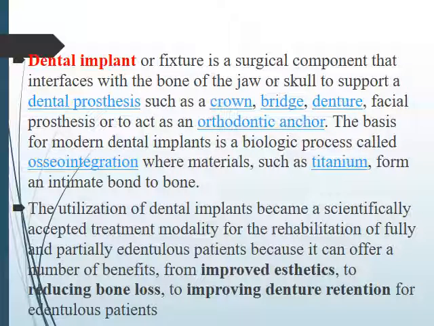A dental implant or fixture is a surgical component that interfaces with the bone of the jaw or skull to support a dental prosthesis such as a crown, bridge, denture, facial prosthesis, or to act as an orthodontic anchor. The basis for the modern dental implant is a biological process called osseointegration, where materials such as titanium form an intimate bone-to-implant bond.